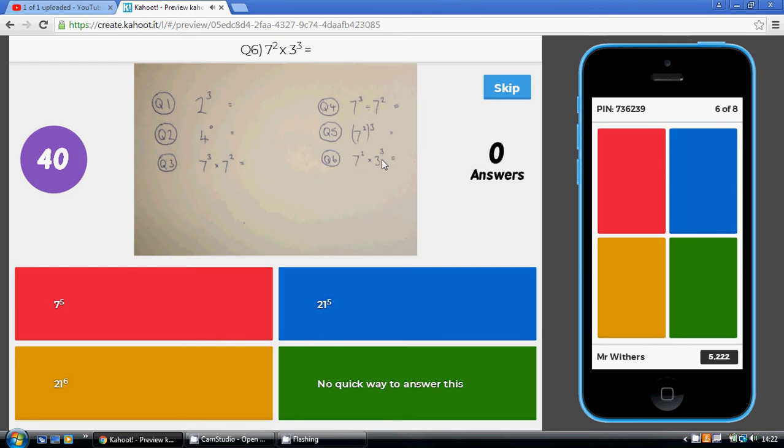However, when the big numbers are different, there are no shortcut rules to help us. So something like this, where the big numbers are different, you would simply have to work out what 7 squared, what 3 cubed is, and multiply the two together. So there is no quick way to answer this.